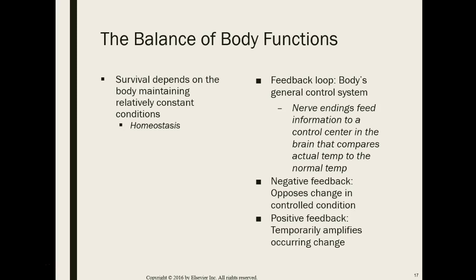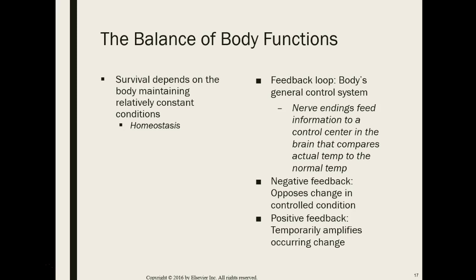All right, so now we'll talk about the balance of body functions. The state that the body is trying to be in at all times is called homeostasis. So this is a relative constancy of the internal environment. We always want to be in a homeostatic state. So in order to do that, our body goes through what's called feedback loops. So this is a control system through the body.